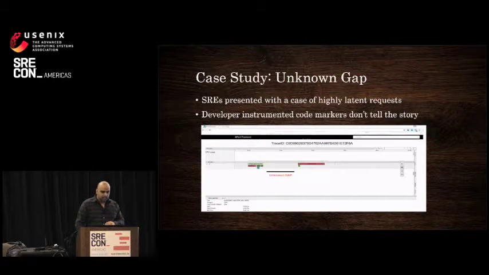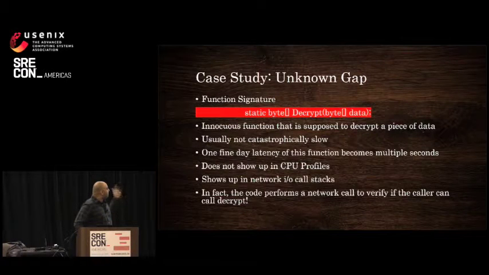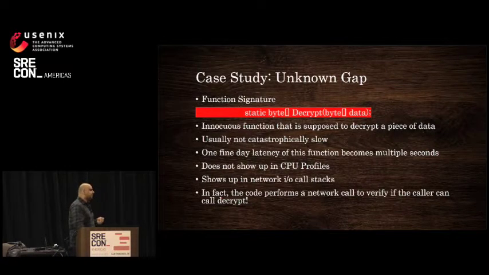So my final case study here is the unknown gap that we have. So this is like the Chrome trace viewer, but you can host it in a web page. So we have this, and there's an unknown gap here. And basically, this is a highly latent request. The instrumentation doesn't tell you, but this is the function signature. The function is called decrypt. It takes a byte array, returns a byte array, and the issue here is that it was actually making a network call. And the network call was basically there behind the decrypt function, which is pretty unusual.